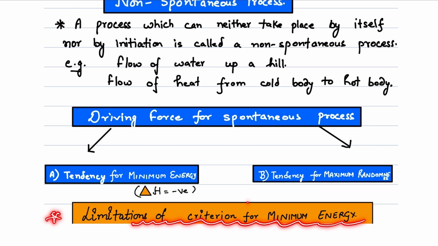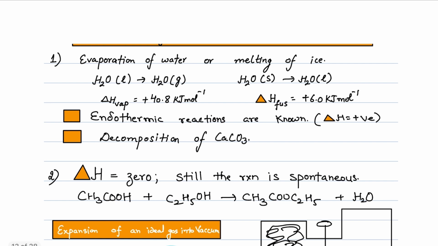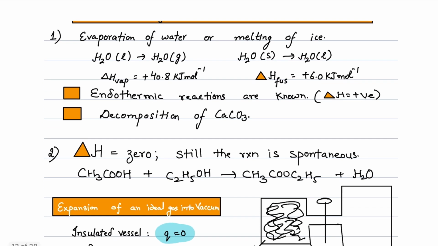Now let's discuss the limitations of the criterion of minimum energy. It has been found that there are a few reactions, like the evaporation of water or the melting of ice, in which delta H is not negative. In the case of evaporation of water, the delta H of the reaction comes out to be plus 40.8. The value of delta H is not negative here.